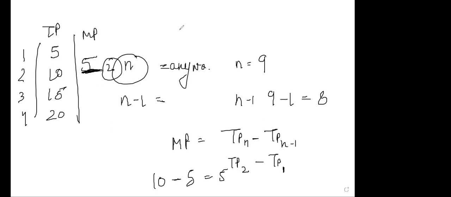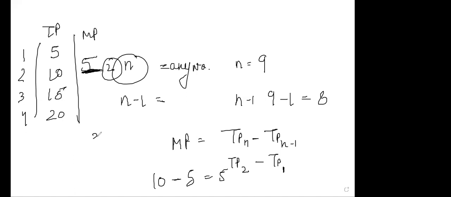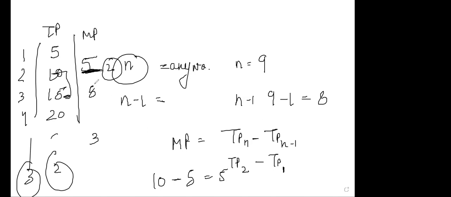Got the point now? Yes, ma'am. Okay, so this is what you have to do. Again, if I ask you to find the value for 3, then it will be 3 and 3 minus 1, so it will be 2. So the third value and the second value. The third value is 15. 15 minus 10. So again you got 5.